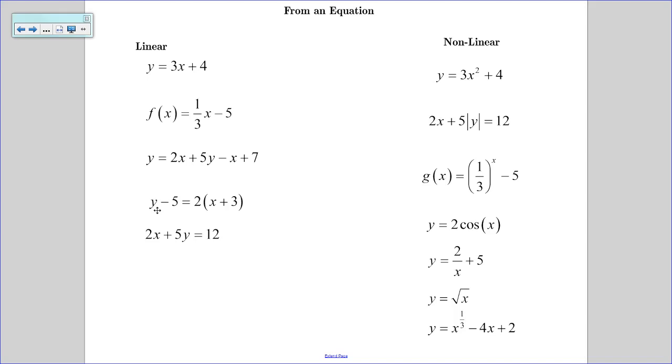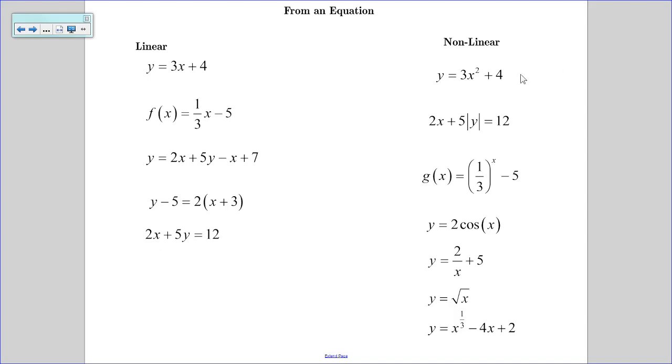The next one, y - 5 = 2(x + 3), is a little confusing because there's parentheses and there's a constant on the other side of the equation. But if you think about the x in parentheses, that's just raised to the first power. Same thing in this final equation. Even though the x and y are on the same side of the equation, the x is only raised to the first power.